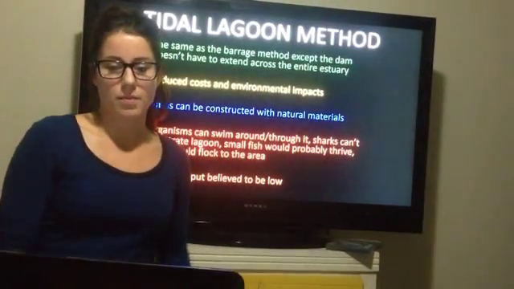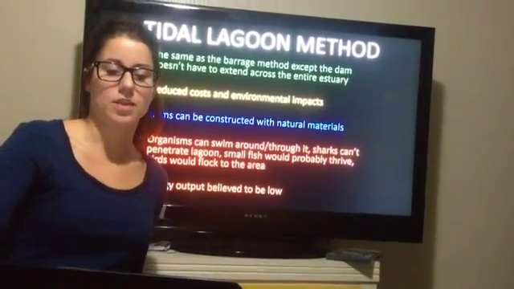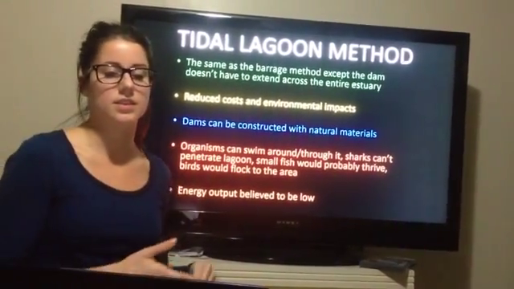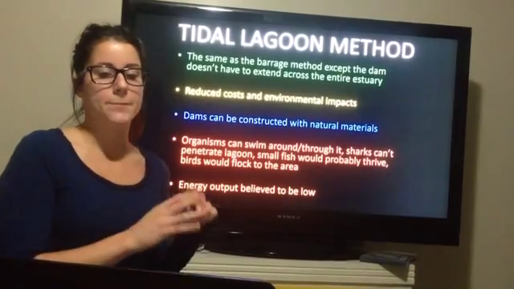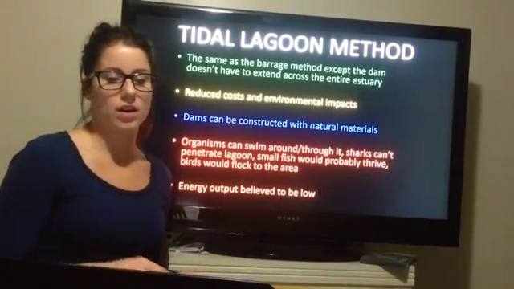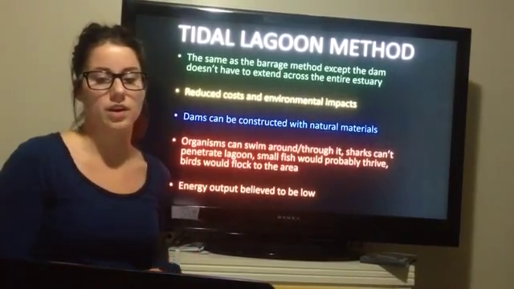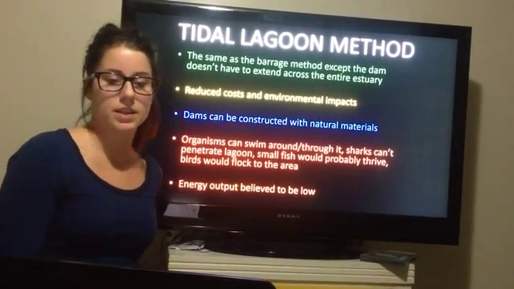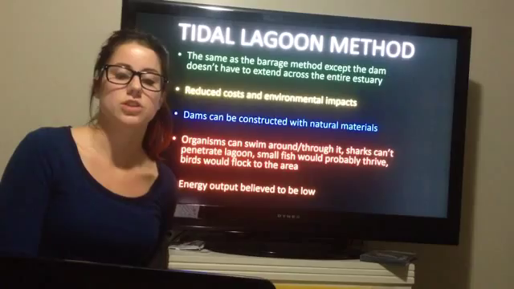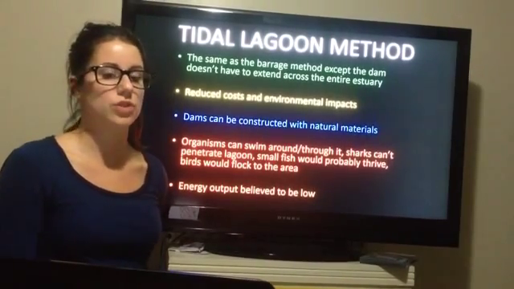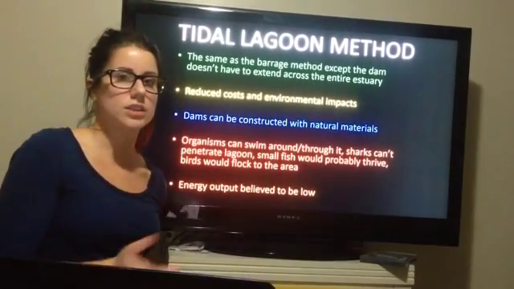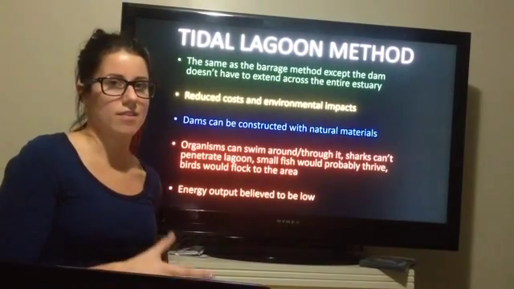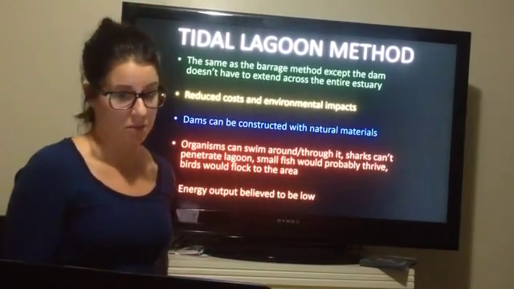So the third method is the tidal lagoon method. This method is essentially the same as the tidal barrage method, but the dam doesn't have to extend across the entire estuary. This reduces costs and environmental impacts. Dams can be constructed with natural materials such as rock, making them invisible during high tide, and they look similar to a seawall at low tide, so it's not very aesthetically terrible.